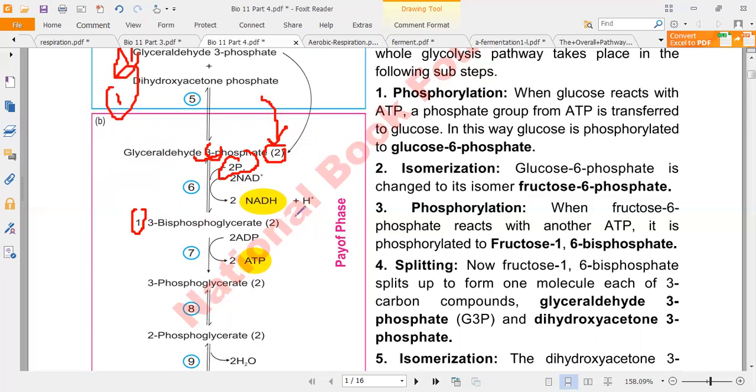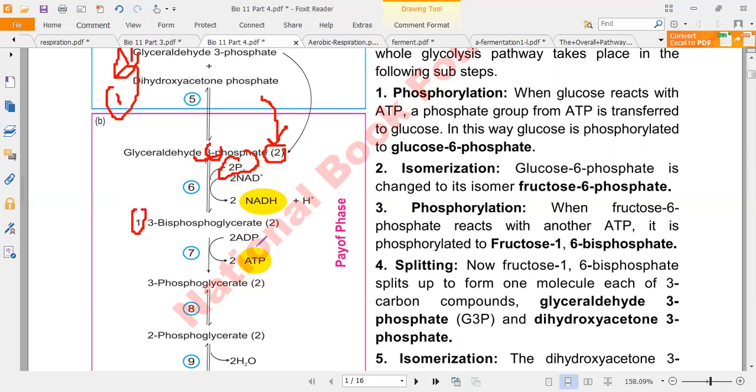As well as that, the dehydrogenase process is also there. G3P donates hydrogen to NAD, and hydrogen is removed, and we can say NAD is reduced into NADH plus H plus.